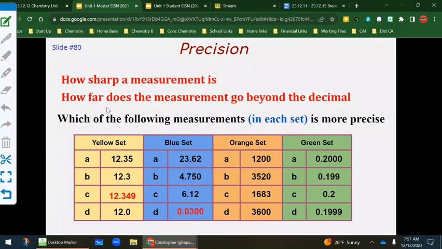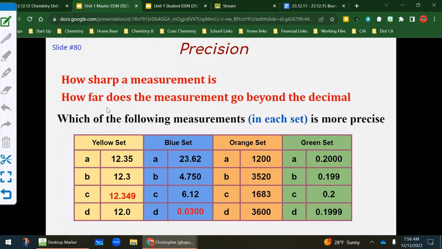Now, if you think about this, ladies and gentlemen, this has more digits that are not 0 than D. Doesn't matter. All that matters is how far beyond the decimal you're going. This goes to 2 places beyond the decimal, or the hundredths. This goes to 3 places, or the thousandths. This goes to the 10,000ths. That is the most precise measurement. I don't care that these measurements aren't even close to one another. Of these measurements, this one is the most precise. That's all we're looking for, how sharp the measurement is.